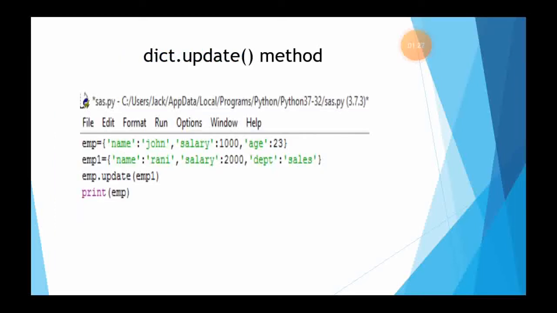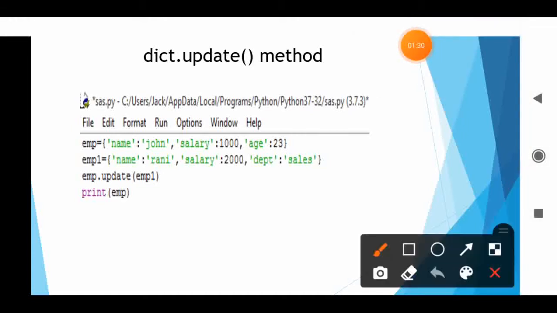The first function is dict.update. Here I have created the variable emp equal to a dictionary with the values name, salary, age. Then I have created another dictionary, emp1, and here I have added a new key, department, and the value is sales.